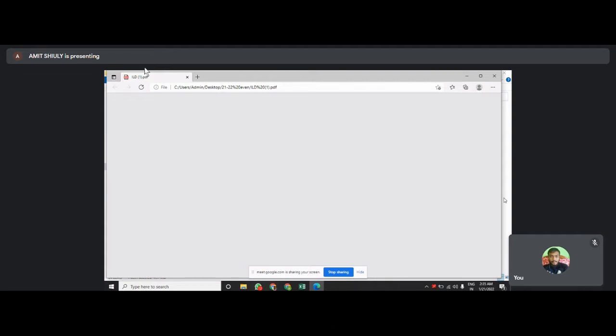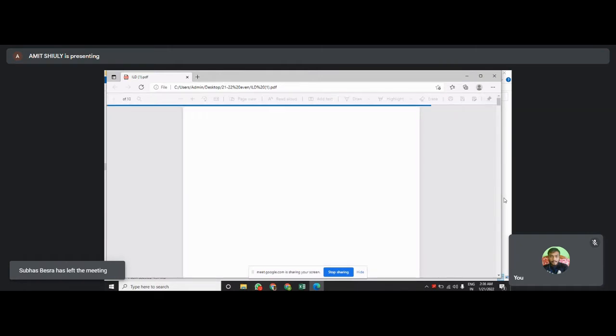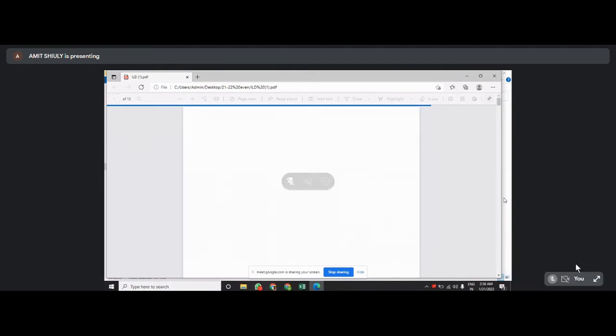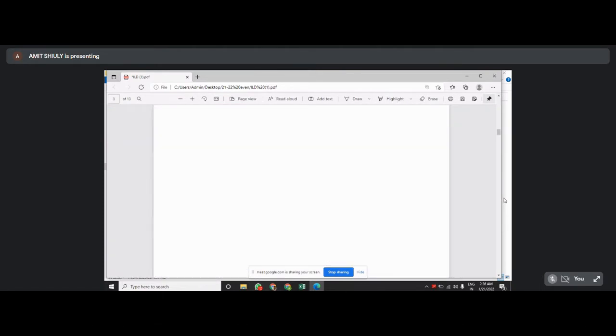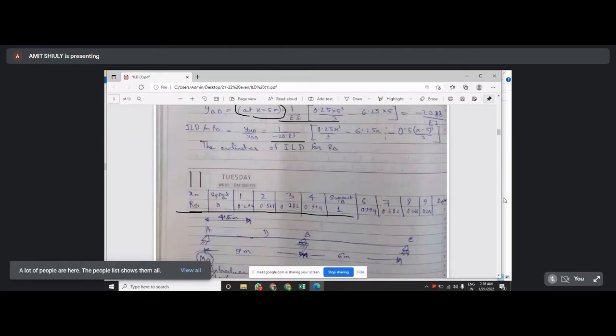So in the previous semester, you learned about the influence line diagram. If a moving unit load passes over a beam or any type of structure, what should be the variation of the bending moment, shear force, reaction, torsion, or any other stress? If you plot these things, this is called your influence line diagram.